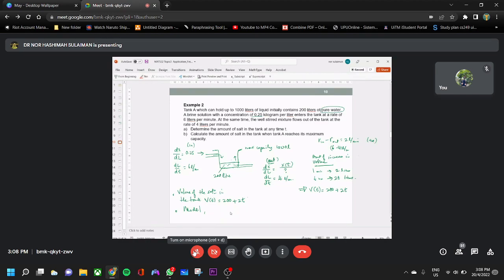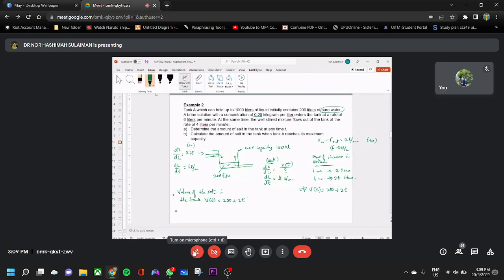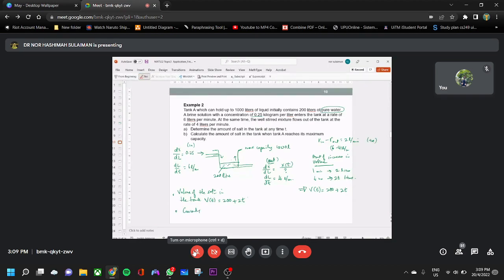Kita dah tahu volume tadi kan? Dah tahu volume tadi. Tengok concentration of the solution in the tank at time t. Nak cari question mark tadi tu. Concentration of the solution in the tank at time t sama dengan berapa? Ct lah kan? Ct sama dengan X of t divided by 200 plus 2t. Are you all with me?